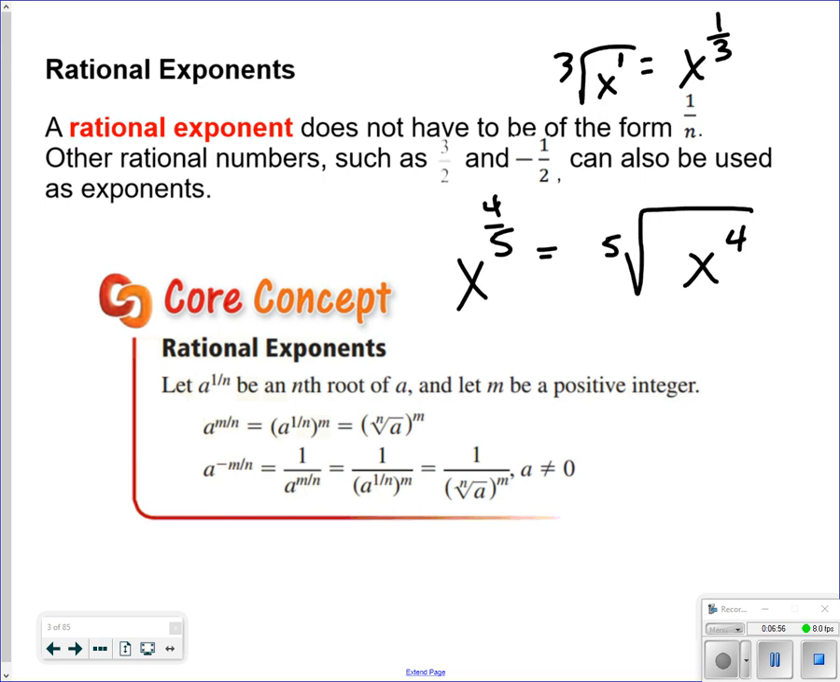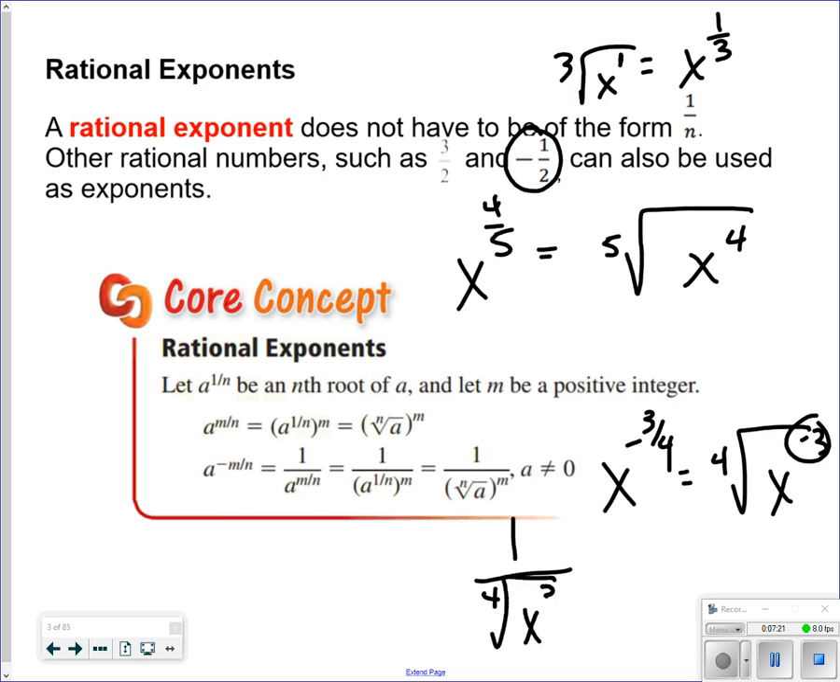Now if you end up with a negative exponent like negative 1/2, that actually means the reciprocal. So if I had x to the negative 3/4 power, that's taking the 4th root of x to the negative 3rd. Well, you can't leave it as the negative power. Anytime you have a negative power, it technically means the reciprocal. So the negative power means you would flip it. Instead of it being on the top, you would move it to the bottom. So it's the 4th root of x to the 3rd power.